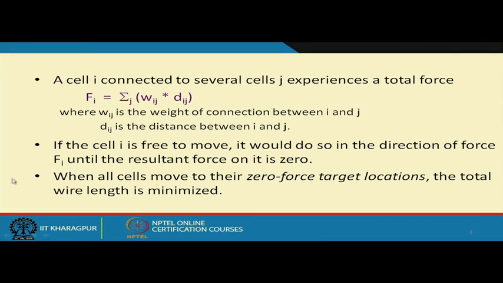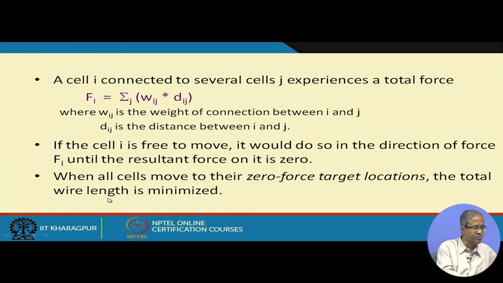Okay. So, in this way, if you carry out an iteration one by one, you place the cells. So, when all the cells move to their 0 force locations, the total wire length is expected to be minimized. This is what we are trying to do, because the two blocks which have maximum number of wires between them will be having maximum force. So, they are expected to come closer together. Okay. This is the basic idea.